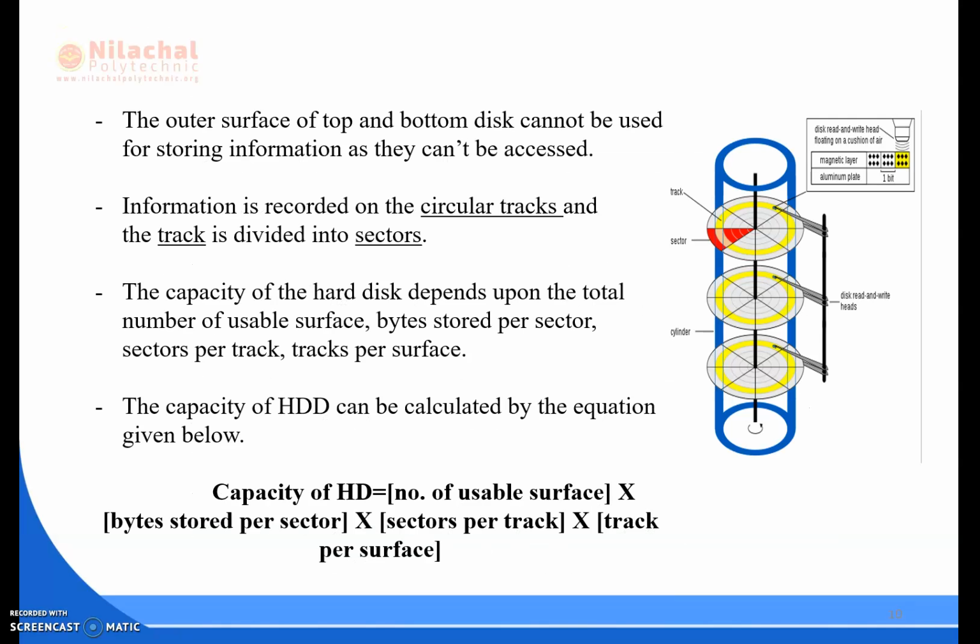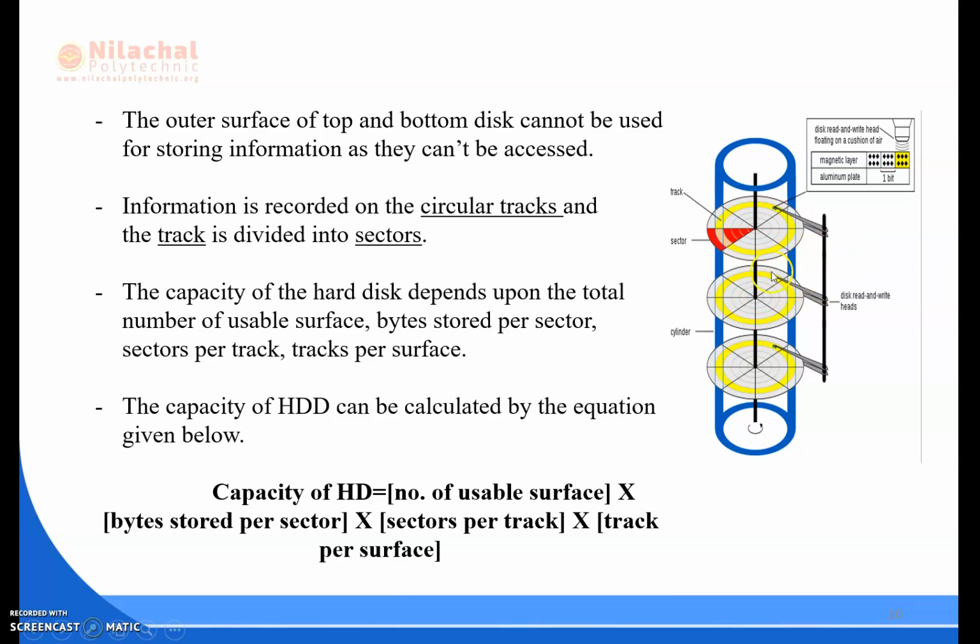The outer surfaces of the top and bottom disks cannot be used for storing information as they cannot be accessed. Only the inner platters, both sides, are used for storing and accessing data, whereas the outer surface of the top and bottom of the disk cannot be used for storing information. The information is recorded in circular tracks, and the tracks are divided into sectors.